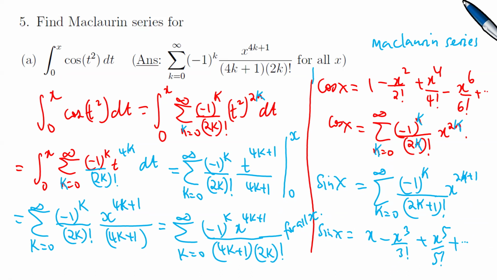So what are you supposed to memorize? You must memorize that cosine x is the summation of -1 to the power k over 2k factorial. So you need to write this one down in your scribbler. But you can also write it out in expanded form, which is 1 minus x squared over 2 factorial plus x to the 4th power over 4 factorial minus x to the 6th power over 6 factorial, and so on.